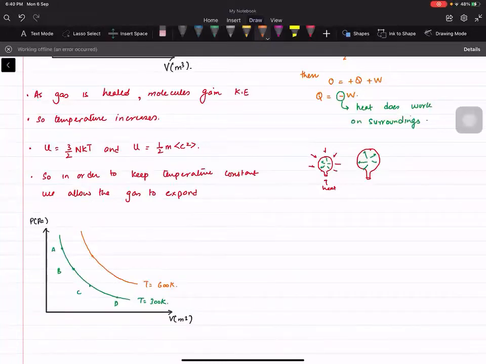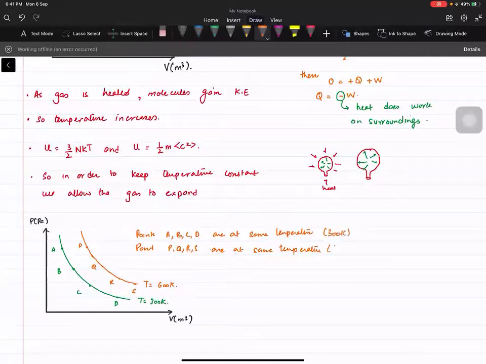So let's say this is point P, this is point Q, this is R, this is S. ठीक है मेरे बच्चों, any questions? इसका ये मतलब है that points A, B, C and D are at the same temperature and points P, Q, R and S are at the same temperature. ये 300 केल्विन के ऊपर हैं सारे और ये 600 केल्विन पे. The gas may be expanding, but the trend doesn't change. The graph just shifts upwards if there is an increase in temperature. Understood? Yes.